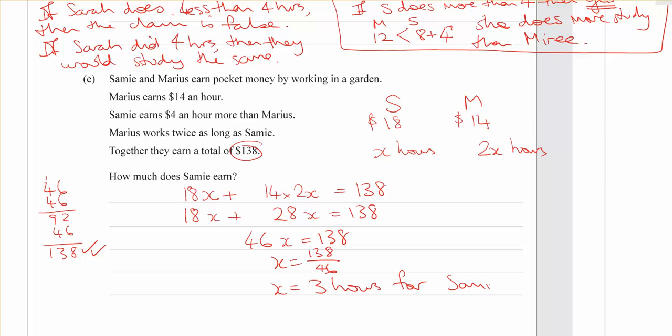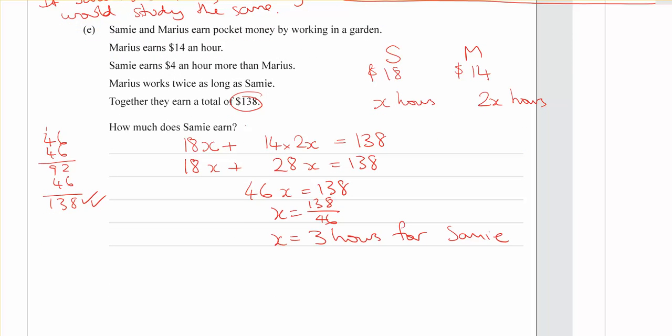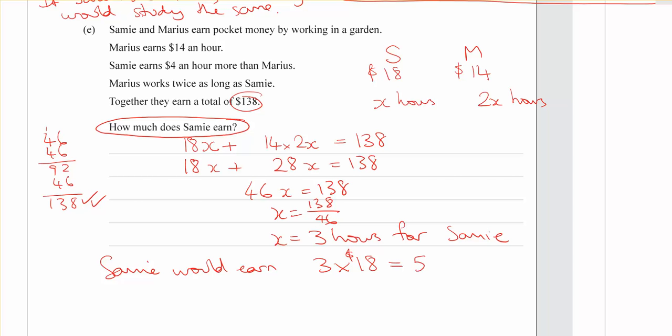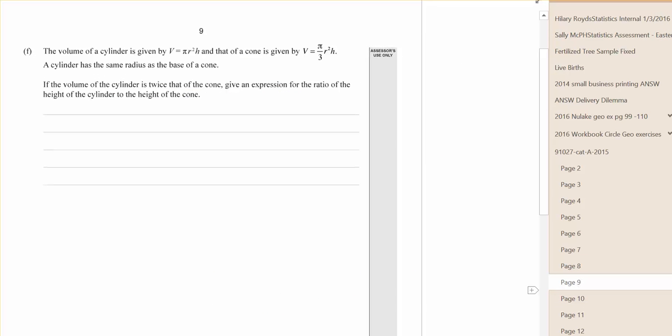for Sammy. But we better go back and check the question. It actually says how much does Sammy earn. So Sammy would earn 3 times $18. You can take your time and work that out. The answer is $54. Right, one question to go.